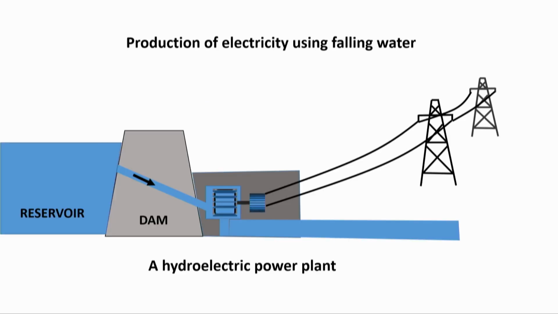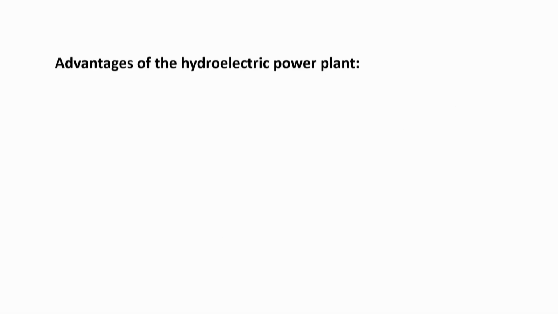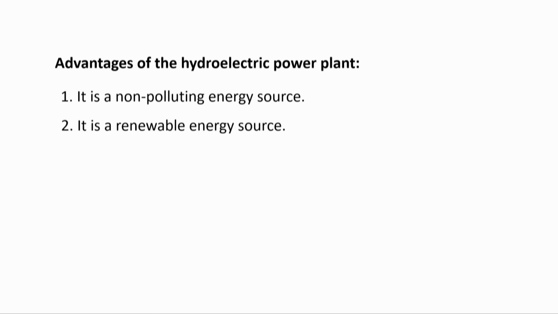Looking at the diagram for the hydroelectric power plant again, note that there are no emissions of harmful gases. A hydroelectric power plant is non-polluting. The advantages of a hydroelectric power plant can be summarized as follows. It is a non-polluting energy source. It is a renewable energy source.